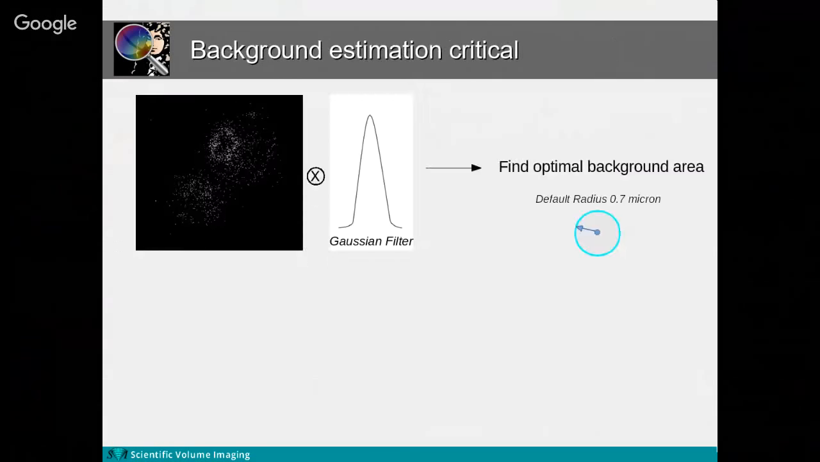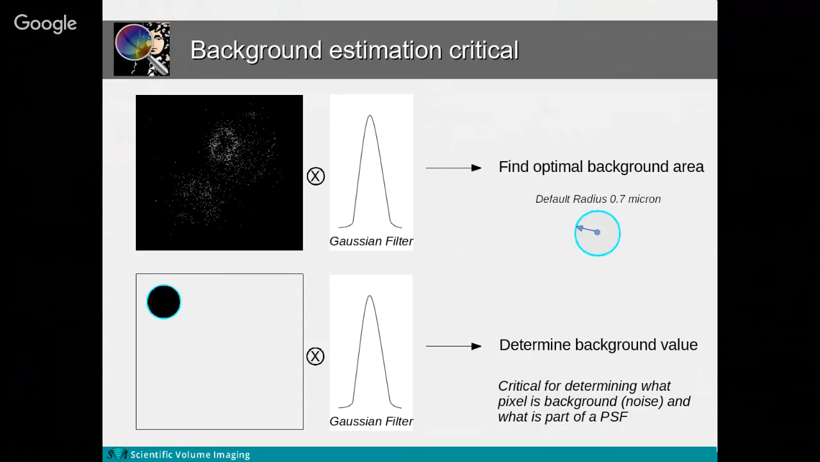In Huygens, we have a sophisticated approach for determining the background value. This can be explained with the following simple schematic. The complete image is convolved with a Gaussian filter to remove any isolated high pixel values. After this, Huygens will look for a region with a fixed radius, so a sphere, with the lowest value. This region is filtered with another Gaussian filter from which the background value is derived. The background value is critical in determining what pixel value is considered background and what is part of the PSF of the object.